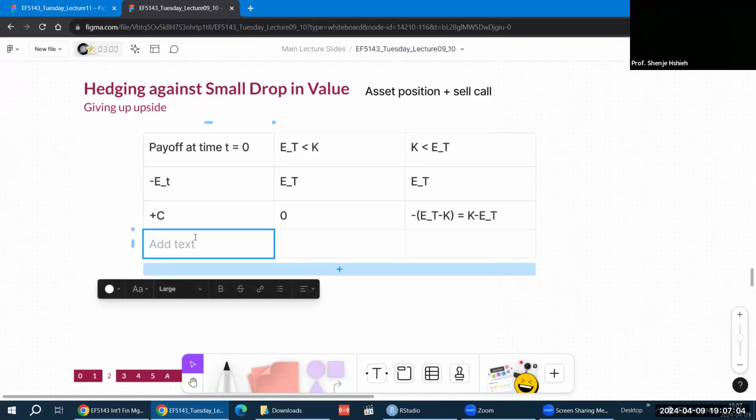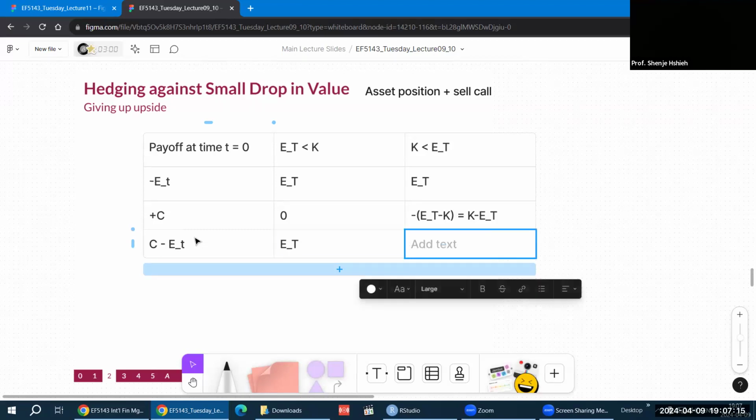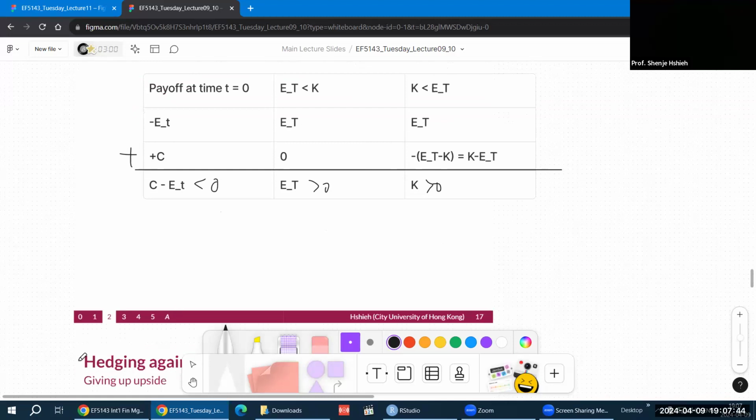So our overall portfolio looks like the following: C minus E_T for the scenario in which the underlying asset falls below the strike price, and K, positive K. So let me write a plus sign, meaning we're adding the two rows together, and our final portfolio payoff at time 0 is C minus E_T. And based on the future payoff, they're both positive values. So as we can expect, this number, if it's a no arbitrage condition, must be negative, right? You can't make something from nothing.